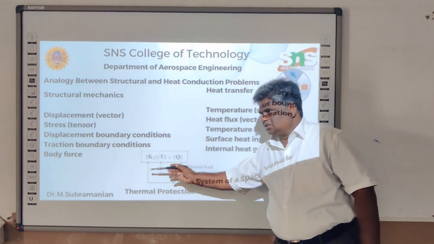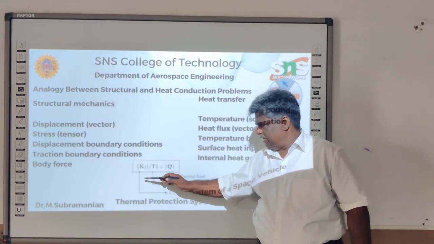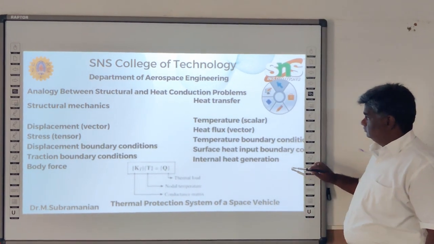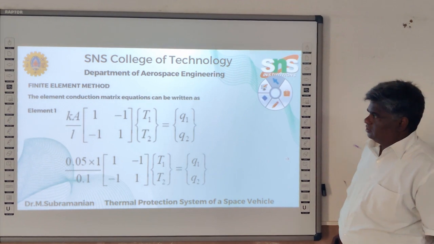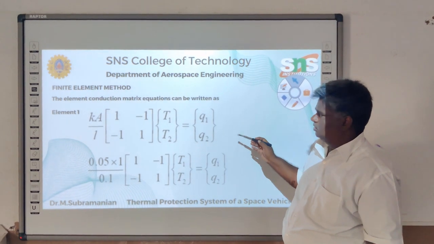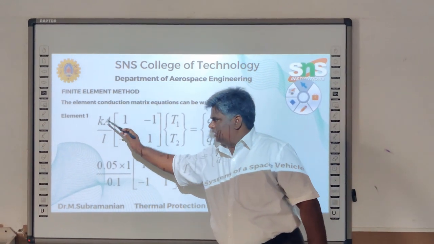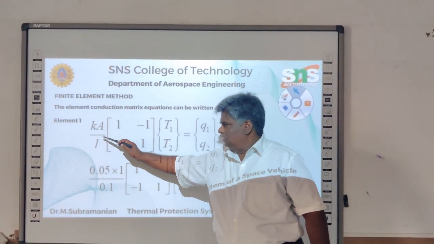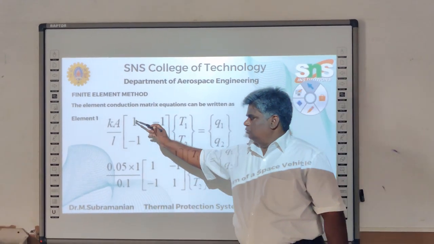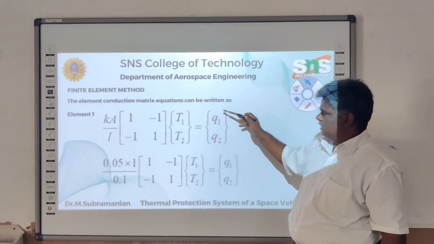So the common system of thermal FEA equation is K T equals F, where K is the global stiffness matrix, T is the nodal temperature, and F is the thermal load. Based on this finite element model, the element conduction matrix equation can be written with K as thermal conductivity, A the area of the element divided by L. The area of the element we take as unit 1. So it is a 2 by 2 matrix, 1 minus 1, minus 1 1, with T1 and T2. This is the thermal load.